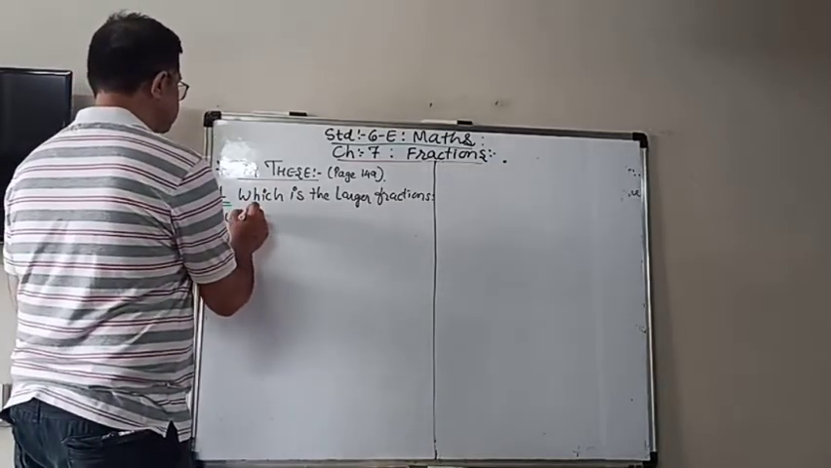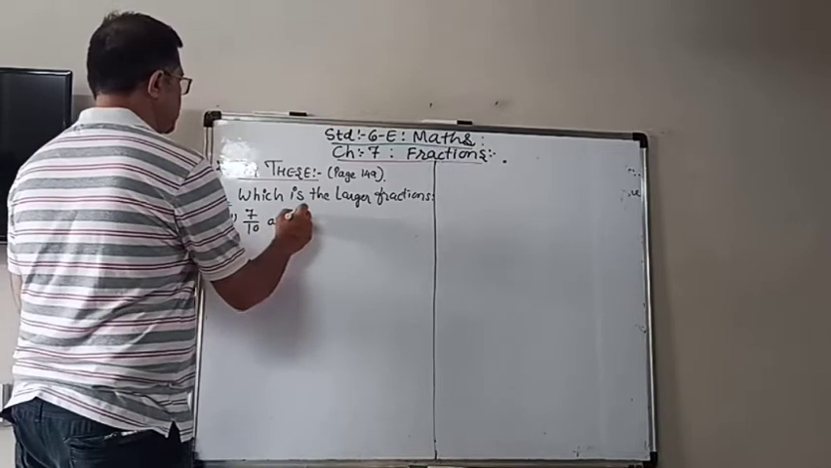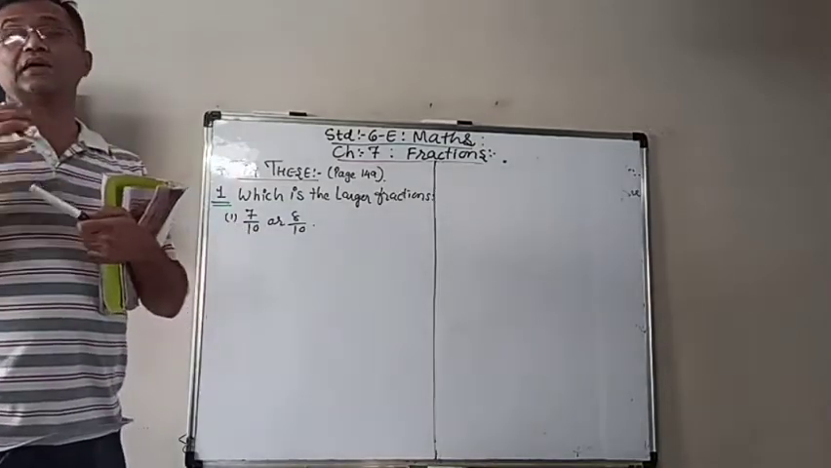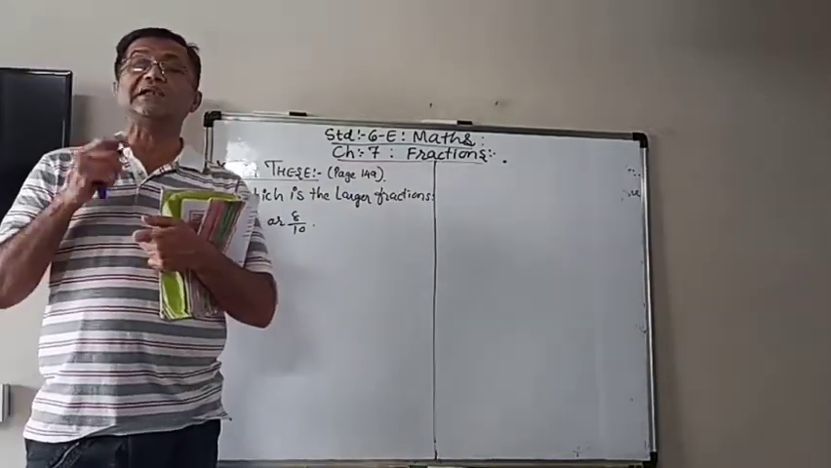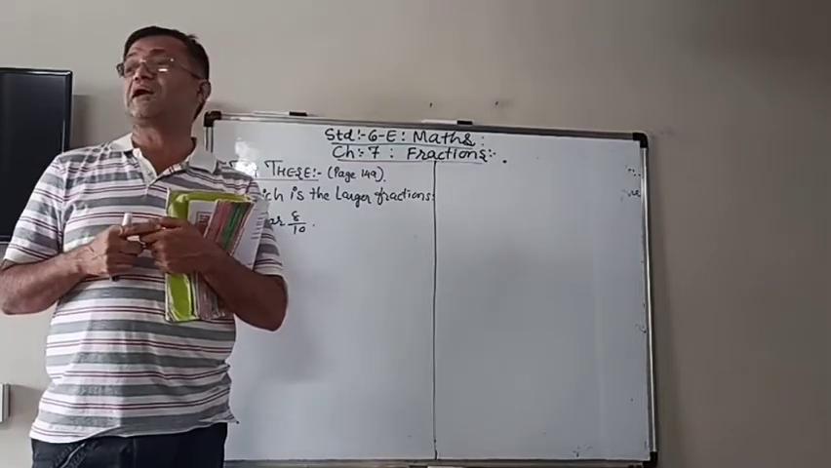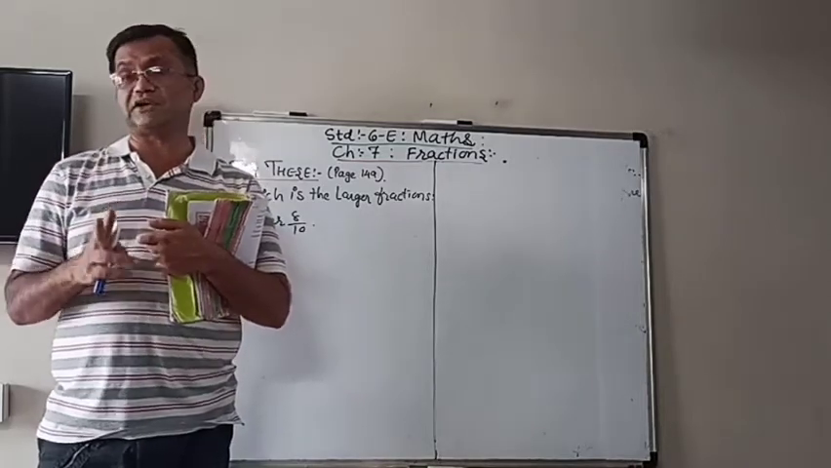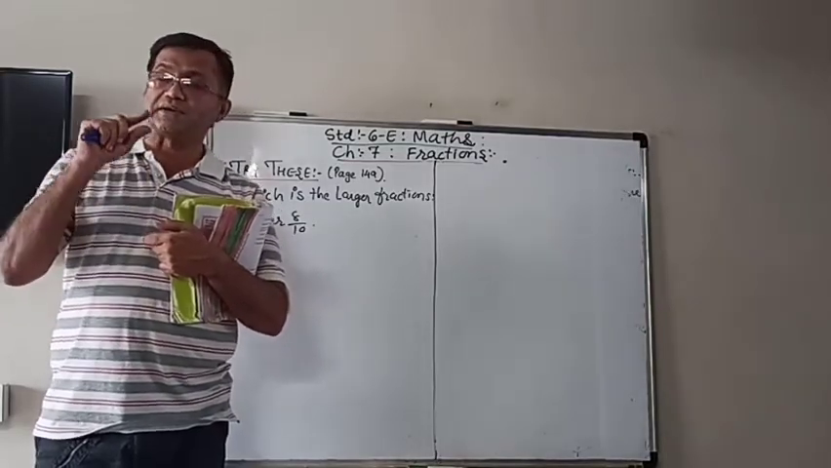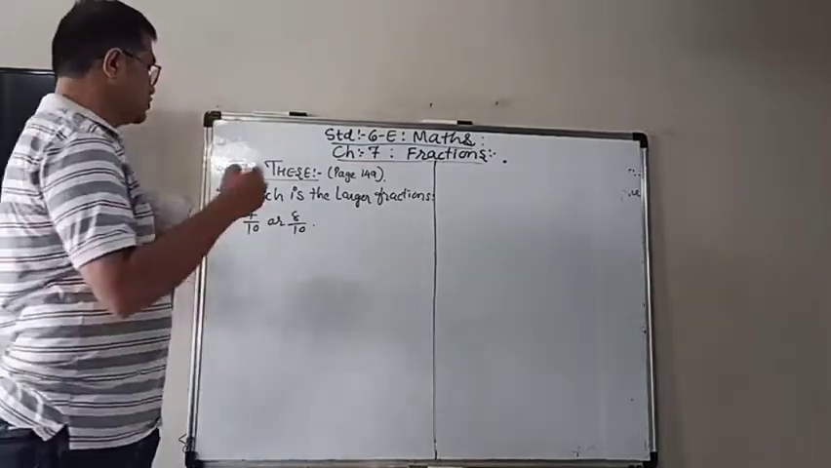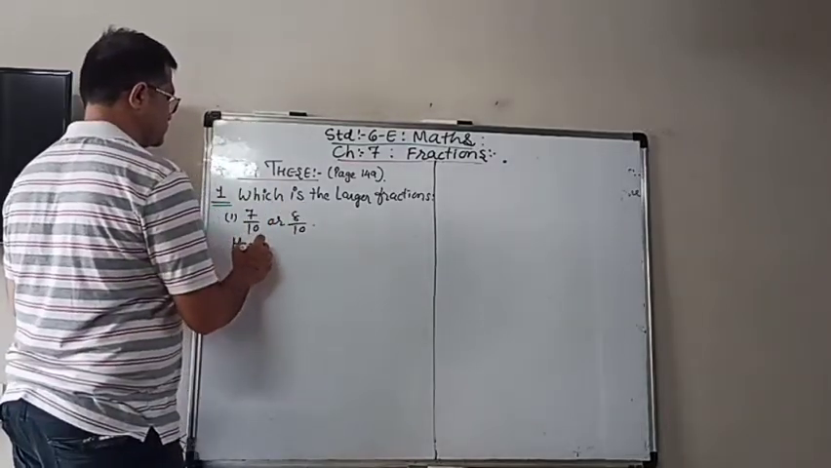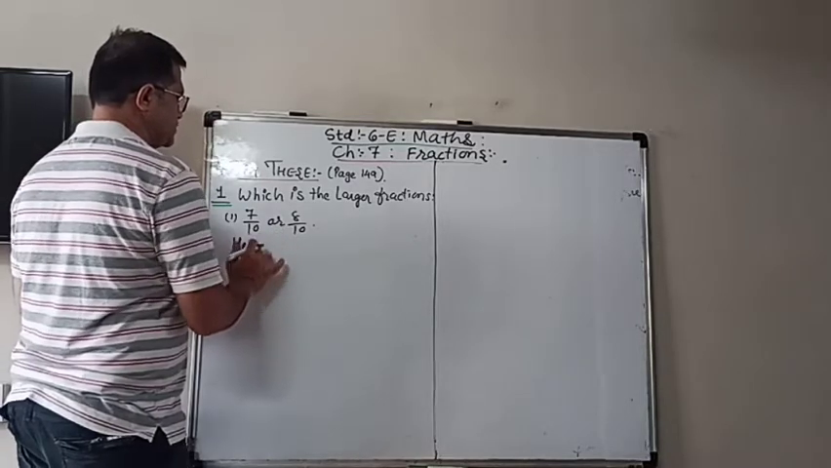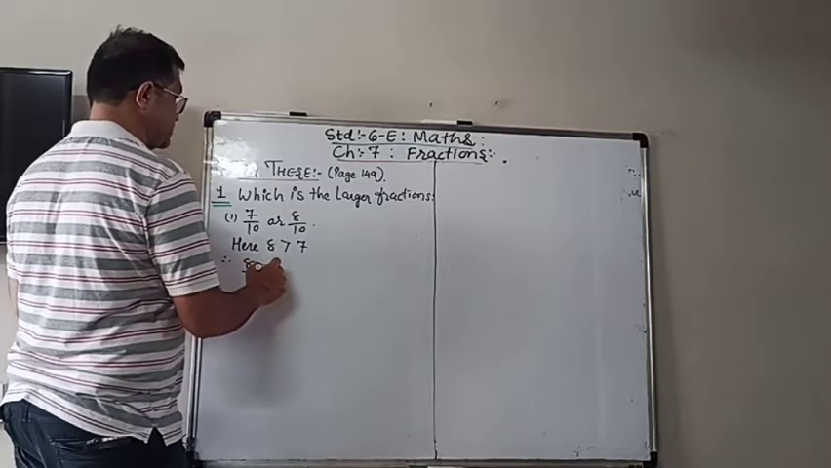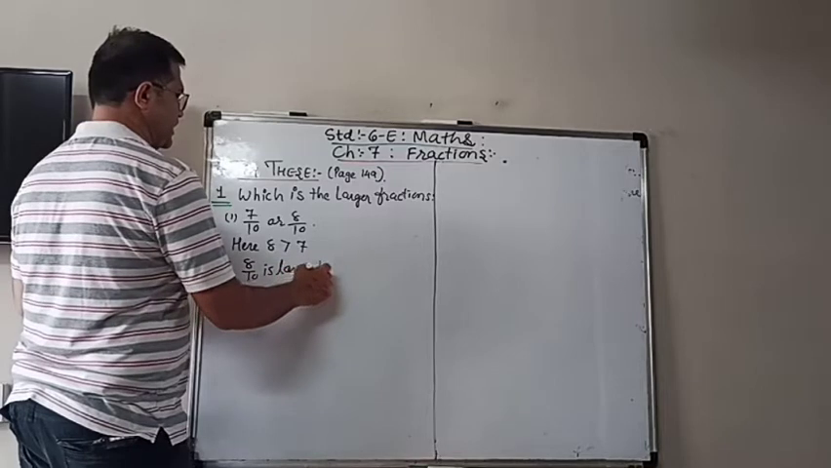First one, 7 upon 10 or 8 upon 10. Now here you can see that they are like fractions because they have the same denominator. And we learned that in like fractions, the fraction having the greater numerator is greater. So here 8 is greater than 7. Therefore 8 upon 10 is the larger fraction.